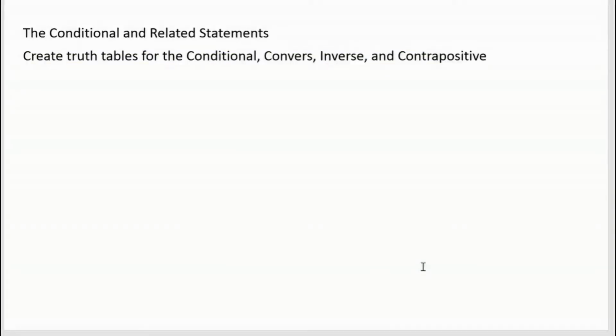All right, so now we're going to create truth tables for the conditional, the converse, the inverse, and the contrapositive. And if you are checking my spelling, which I swear I edit these before, but I think I even fixed this at some point, but it didn't stick. Converse does have an E on the end of it.